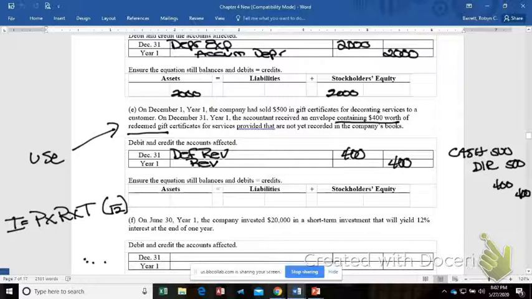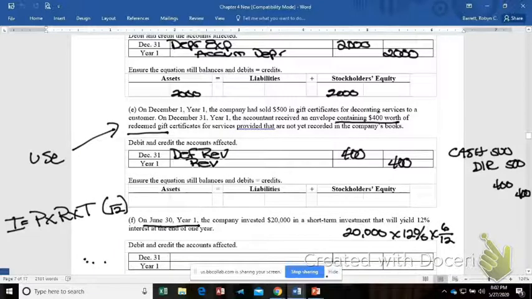So you invested in a short-term loan for $20,000. You yield 12% interest. That's your rate. So principal times rate gives interest for 1 year. Every loan is APR, annual percentage rate, so time is going to be over 12. We started it June 30th, so that is 6 months to the end of the year.